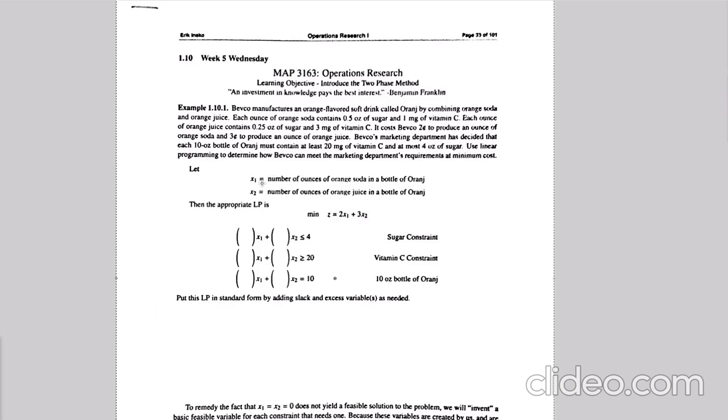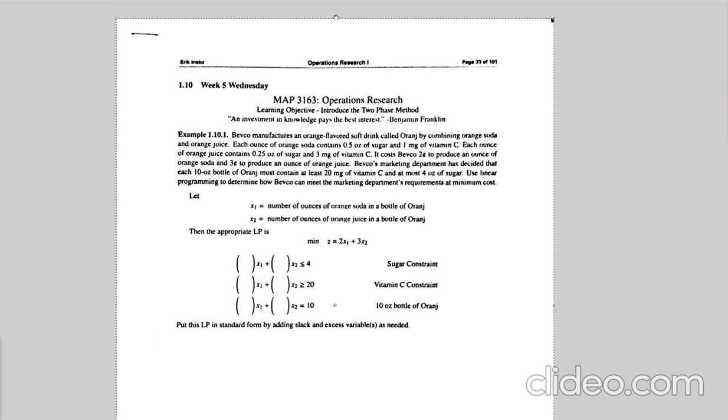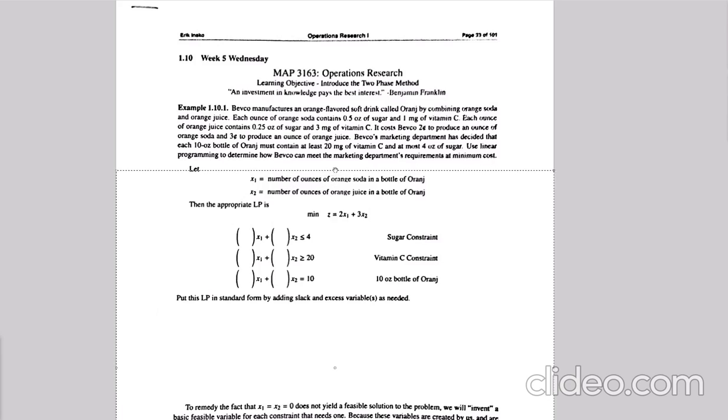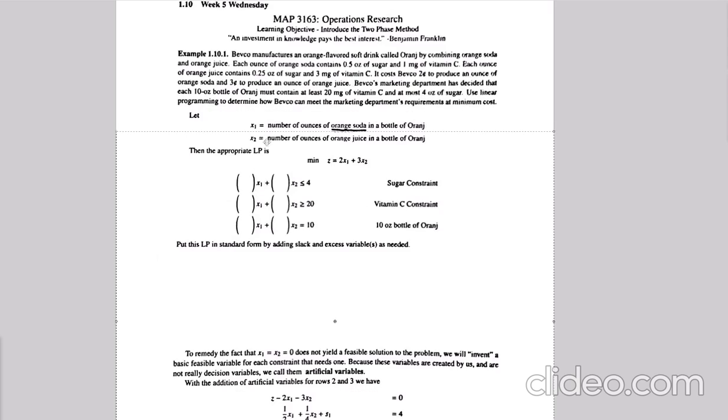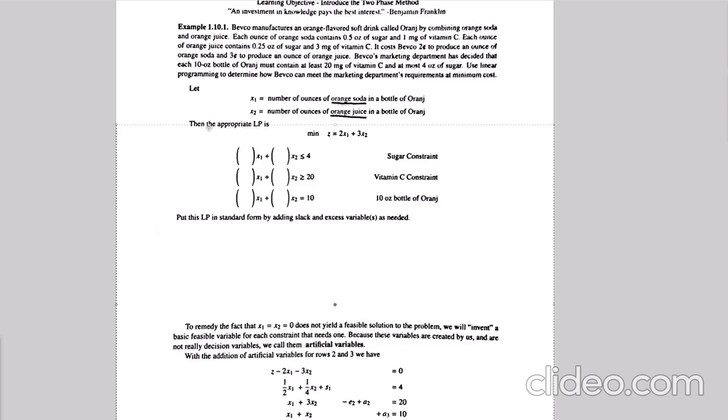So for this problem, we're letting x1 be the number of ounces of orange soda and x2 be the number of ounces of orange juice. And then our objective function is the cost, so it's 2 cents per ounce of soda and 3 cents per ounce of juice. And we need to put in the coefficients for our constraints.